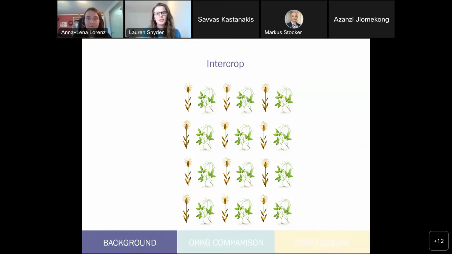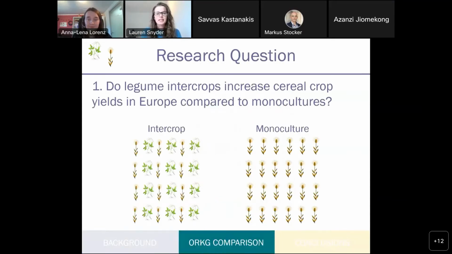And so what we need to do is determine how these potential synergies or trade-offs actually play out in real-world agricultural systems. And so this is exactly what I wanted to do with my comparison in the ORKG, was to explore how legume crops increase or not cereal crop yields.